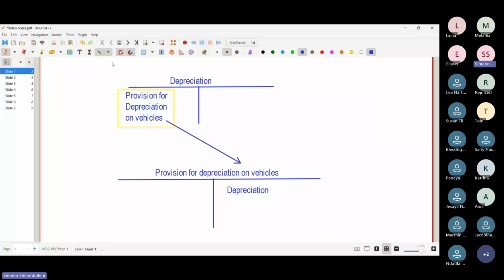Make sure you understand this. That if you have a depreciation account, already in your head, you must know that the contra entry is provision for depreciation, and I put depreciation on the credit side. So that's what I mean by you need to know your double entry.